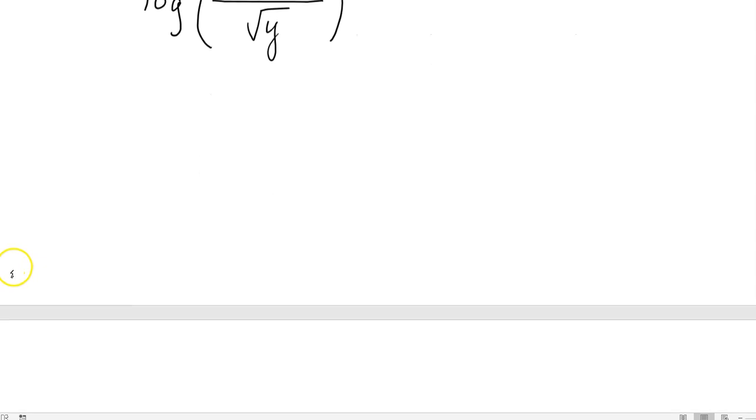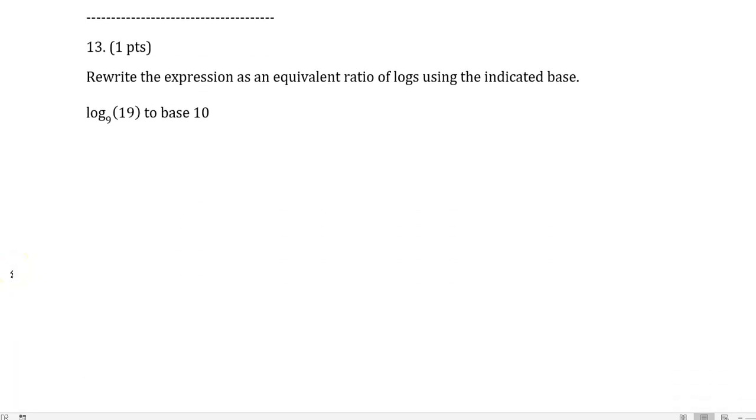Let's take a look now at problem number 13. In problem 13, we're to rewrite the expression as an equivalent ratio of logarithms using the indicated base. In other words, we want to convert the log base 9 of 19 to something with base 10. There's a rule for this coming out of the textbook. Let's write the rule and then apply it to this problem.